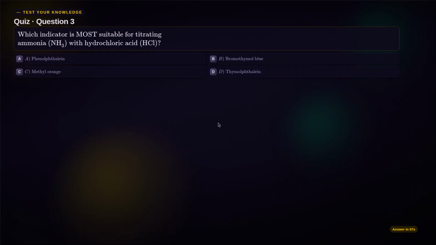Quiz question 3. Which indicator is most suitable for titrating ammonia with hydrochloric acid? Option A, phenolphthalein. Option B, bromothymol blue. Option C, methyl orange. Option D, thymolphthalein.